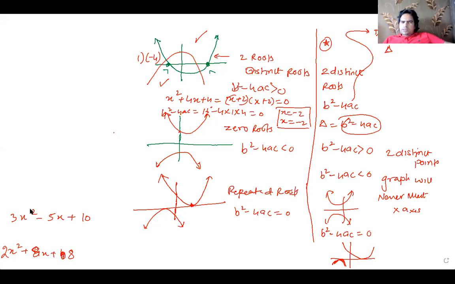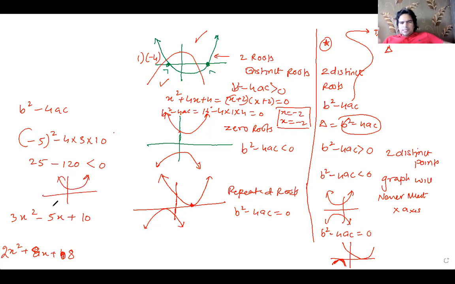For the third equation that we have here, when you find the discriminant, b squared minus 4ac, it's going to be negative 5 squared minus 4 times 3 times 10. So that becomes 25 minus a number obviously higher, close to 120. Obviously, this will be less than 0. It means that the graph will be above the x-axis or below the x-axis in this particular case. So the graph will never meet the x-axis in this case.